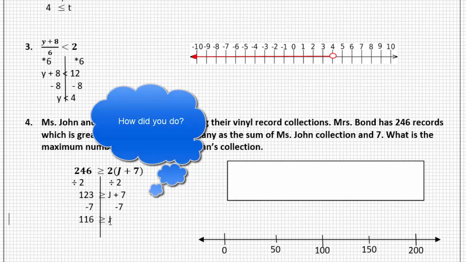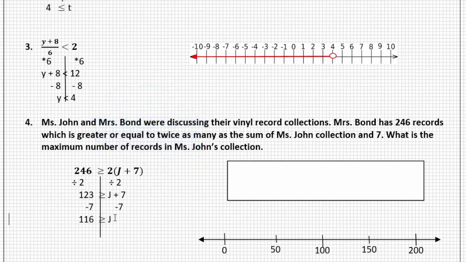116 is greater than or equal to how many Ms. John has? The other way we can read that is start with Ms. John's. Ms. John's record collection is less than or equal to 116.